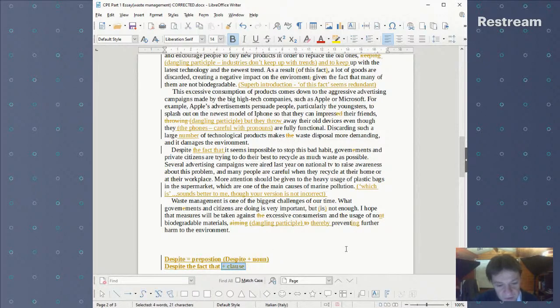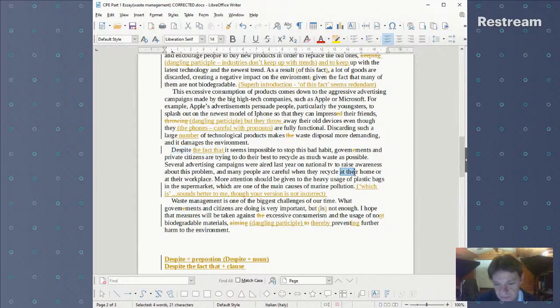So if you want to use despite and then a whole clause, you'll need to use despite the fact that it seems impossible to stop this bad habit. Governments and private citizens are doing their best to recycle as much waste as possible. Several advertising campaigns were aired last year on national TV to try to raise awareness about this problem. And many people are careful when they recycle at their home or at their workplace.